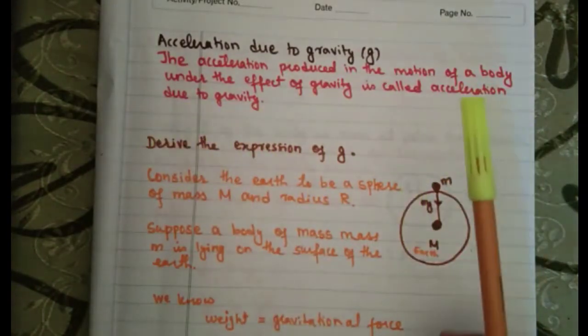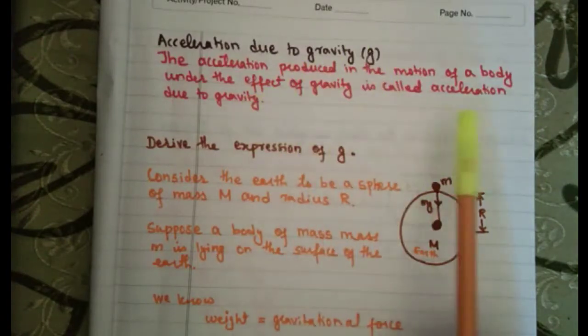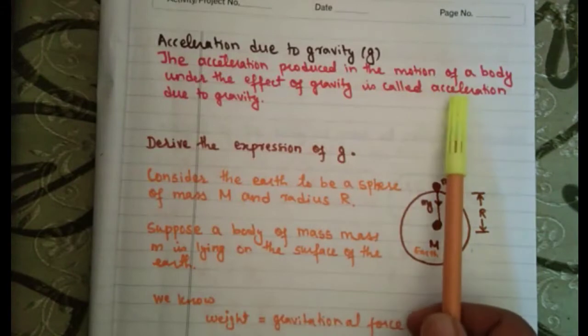When an object falls freely due to gravity, whatever acceleration is produced in the body is called acceleration due to gravity.